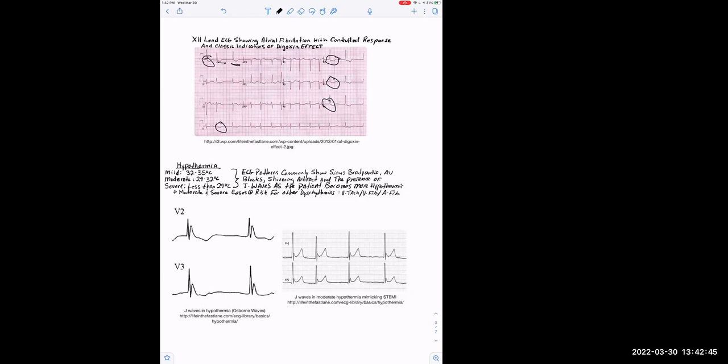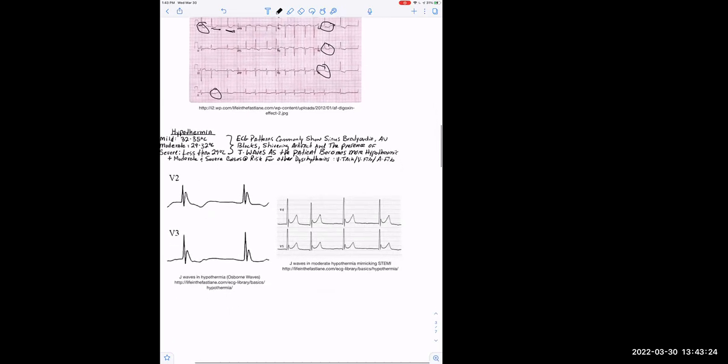I will tell you that it is far, far better for you to call something an MI and treat it as such than the inverse, where you have a patient that's having an MI and you don't identify it, or you identify it as one of the imposters, and you get to the hospital and they're actually having an MI. Bottom line, when in doubt, treat it as if it is an MI. If you hear hoofbeats and all you know are horses, then think horses, not zebra. Okay? All right. So let's move on.